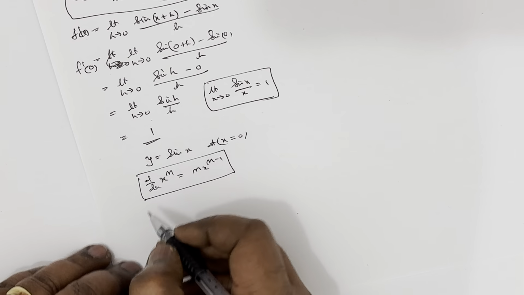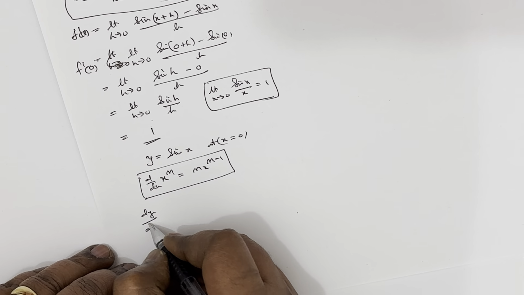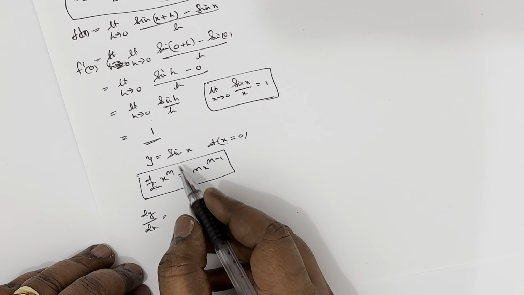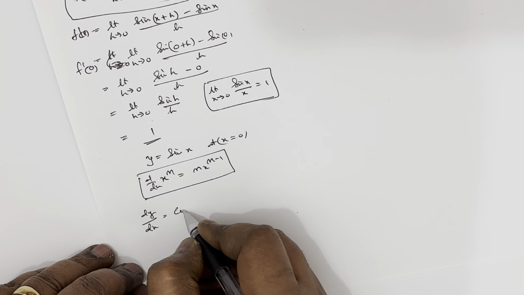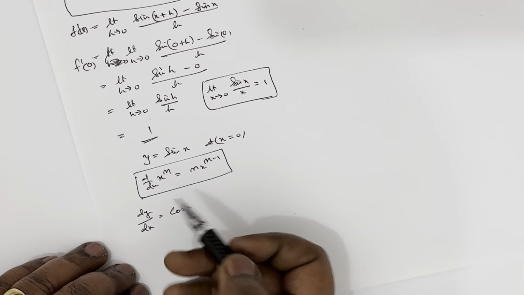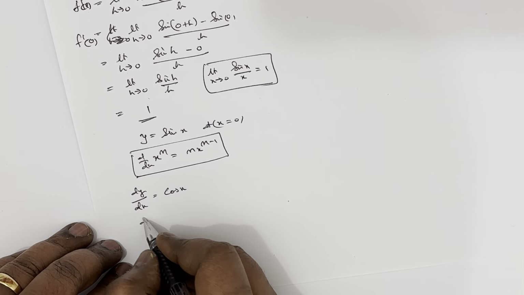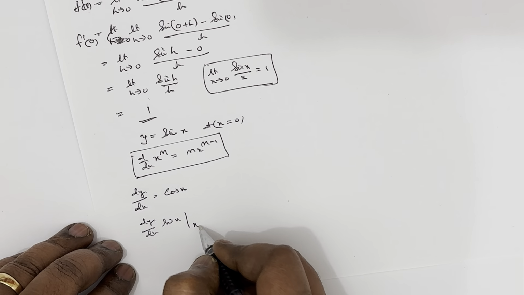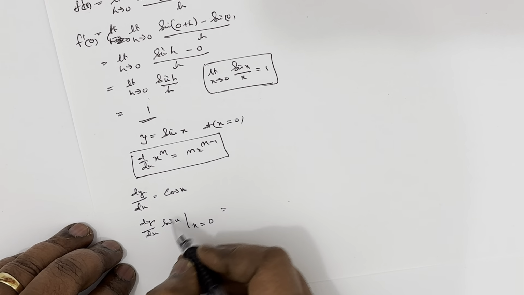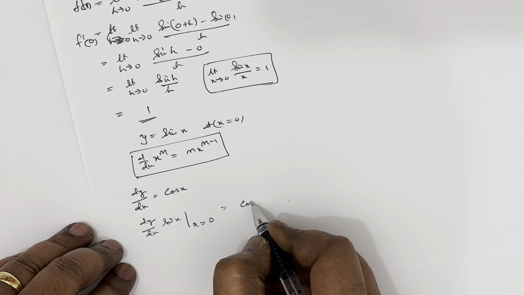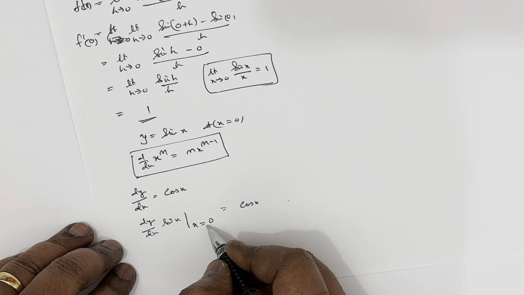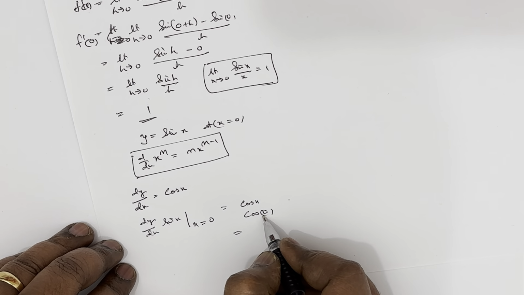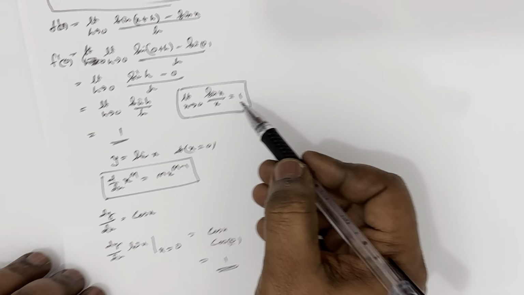So y is equal to sine x, so dy by dx is equal to, you know the dy by dx of sine x is cos x. Yes, we have learned the formula. So dy by dx of sine x at x is equal to 0 is cos x. At x is equal to 0, we can put cos 0. You know that cos 0 degree is 1. Okay, that's it, same answer.